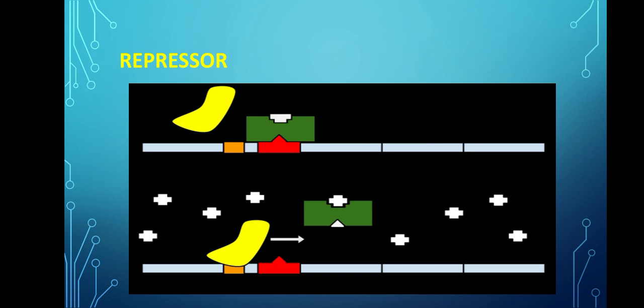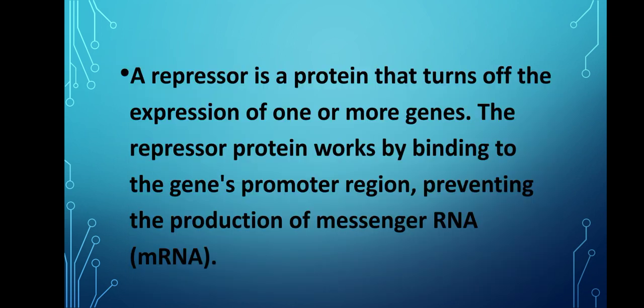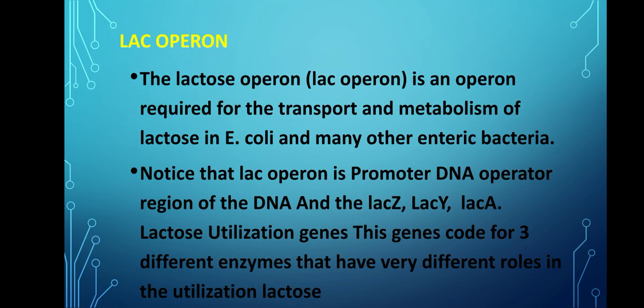The last is the repressor. A repressor is a protein that turns off the expression of one or more genes. The repressor protein works by binding to the gene promoter region, preventing the production of messenger RNA, mRNA.